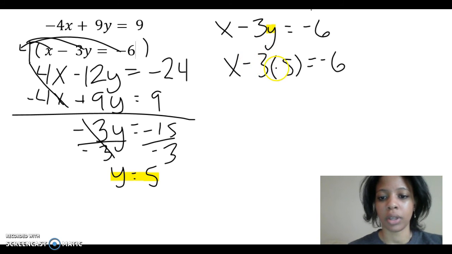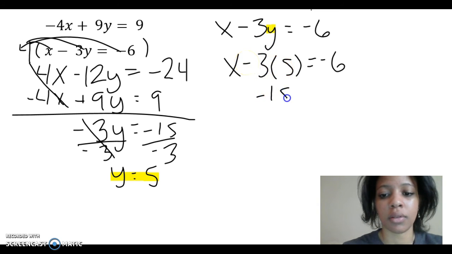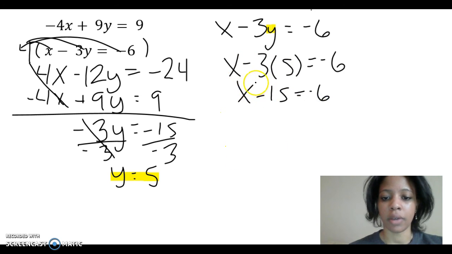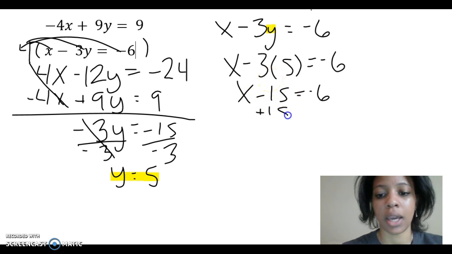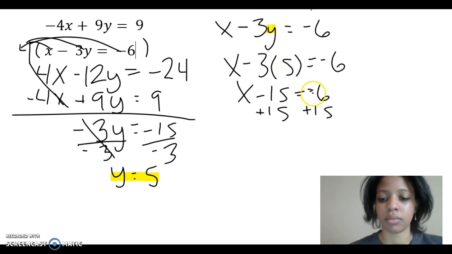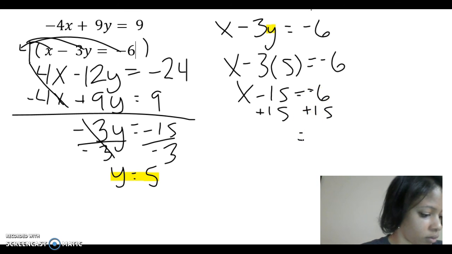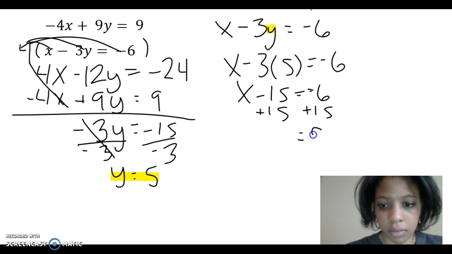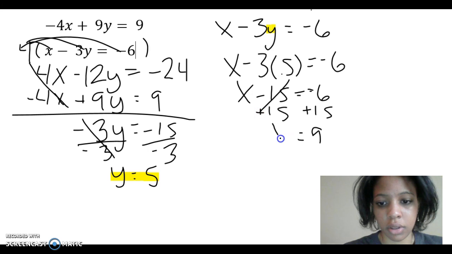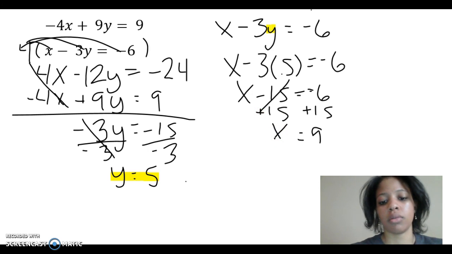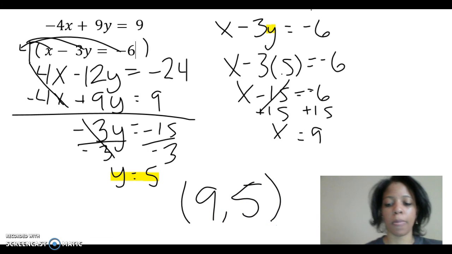Okay, so anyway, negative 3 times 5 is negative 15. Bring down everything else. Okay, so now you're solving for x, so you're trying to get rid of this negative 15. In order to do that, you would need to add 15 to both sides. This is a negative 6. So negative 6 plus 15 would be, I think it's 9. Yeah, 9. Then these cancel out, so you're left with x. So x would equal 9. So your answer would be your x coordinate, so that's 9, comma, your y, which would be 5. And that would be your answer.